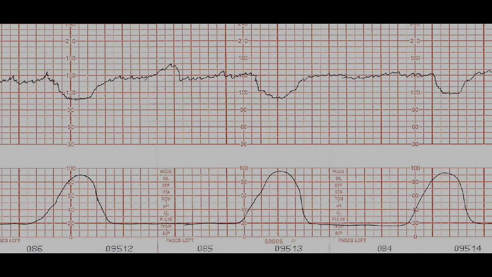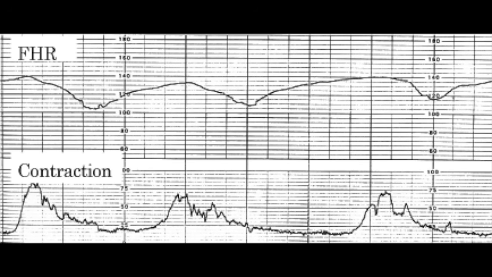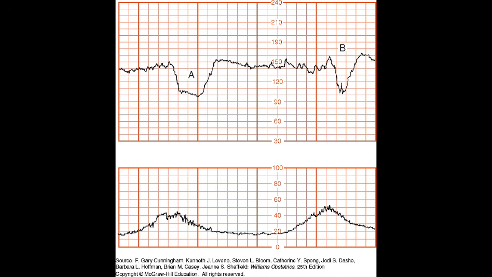The normal deceleration is usually the head compression one, where the uterus contracts, then the heart rate will come down and up gradually as a mirror image. Hypoxia is the second one, where it will go down gradually and come back up, but it's late. It's always late after the uterine contraction. And then the last one is recurrent variable decelerations, which are random dips in heart rate that come back up very quickly. It's not gradual, it's very sudden, and this is a sign of cord compression.